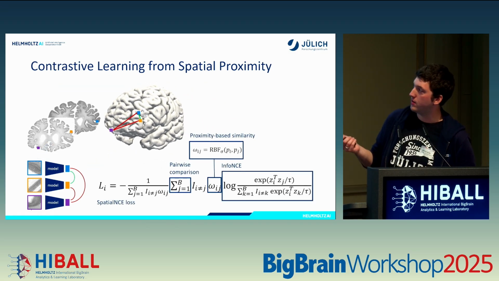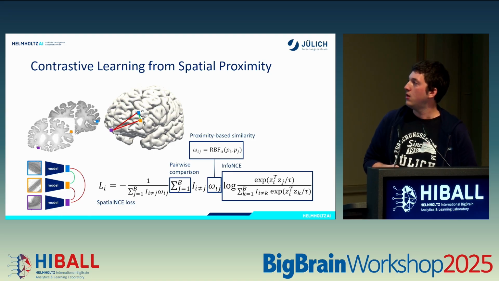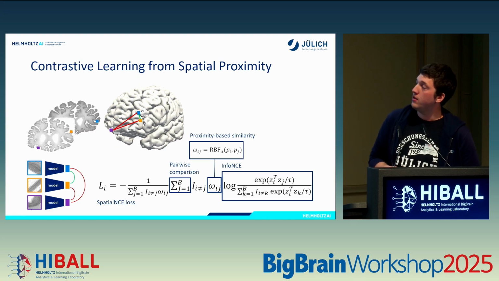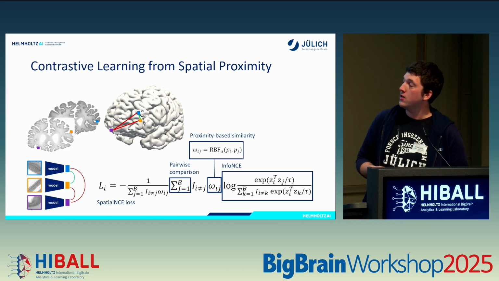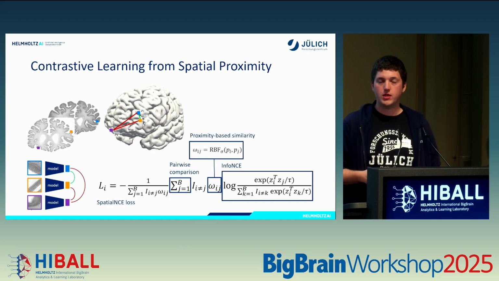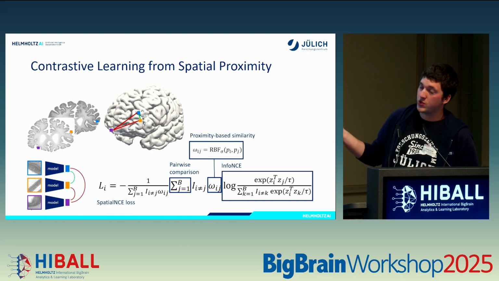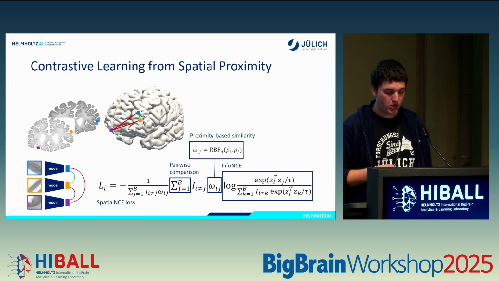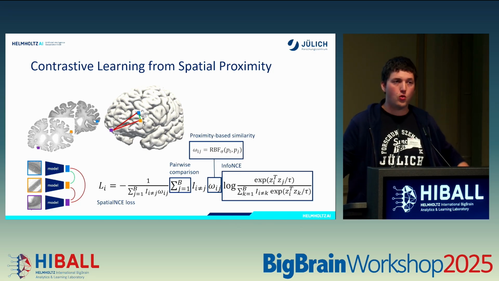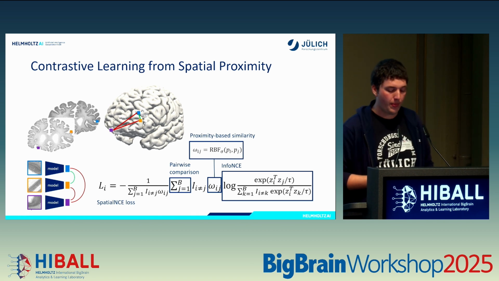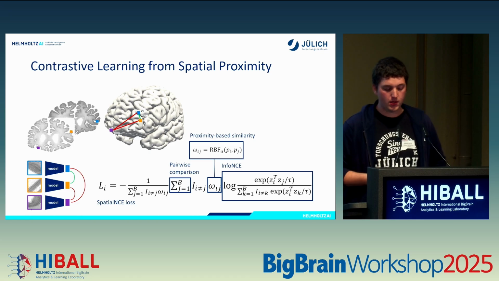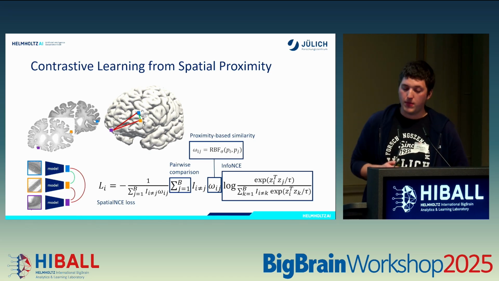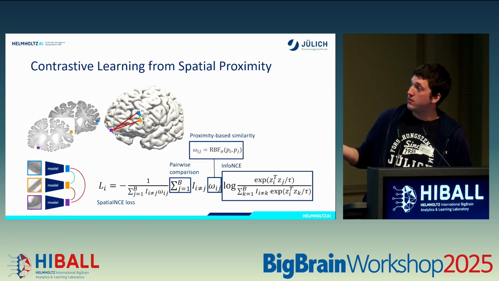This is the loss that we developed, the objective function, the training function, for those of you who are interested. It is basically an InfoNCE loss, a quite standard loss for contrastive learning, with the addition that the similarity that we impose here is derived from the spatial proximity of the image patches, and we do a pairwise comparison across all different kinds of image patches that we have in our training batch, which is an approximation of comparing all patches that we have within the brain.